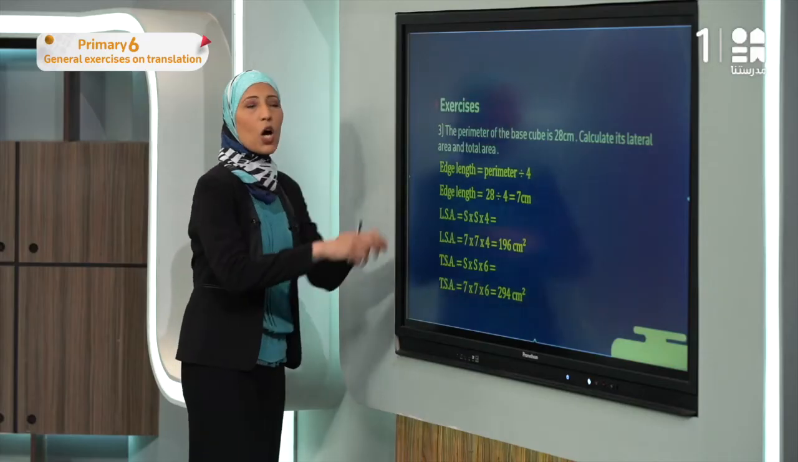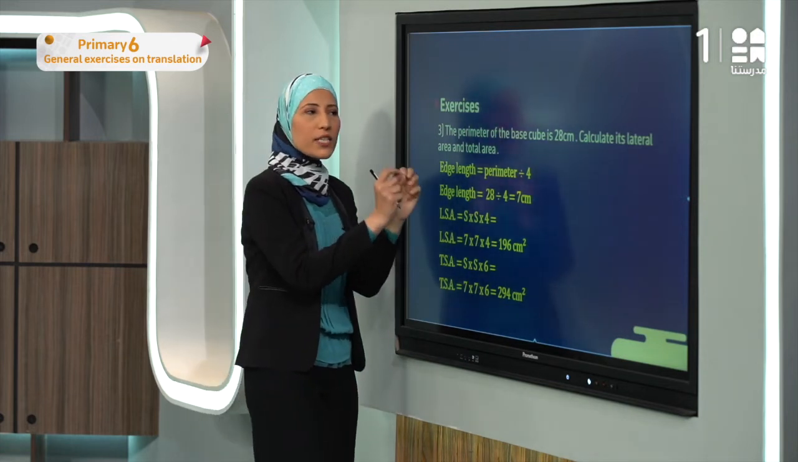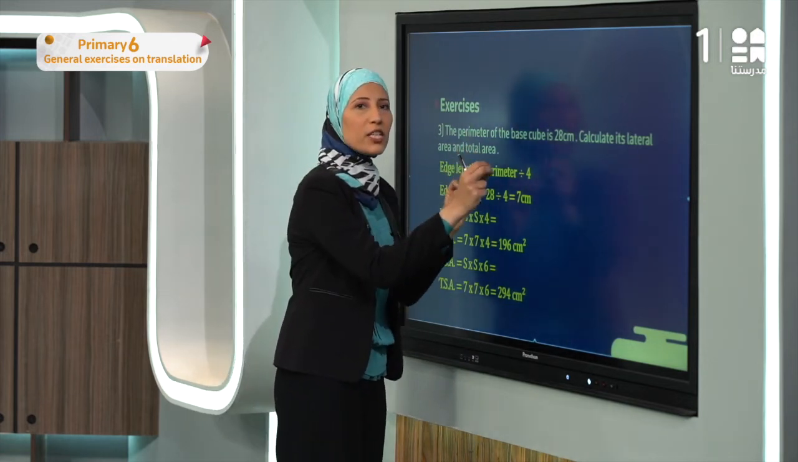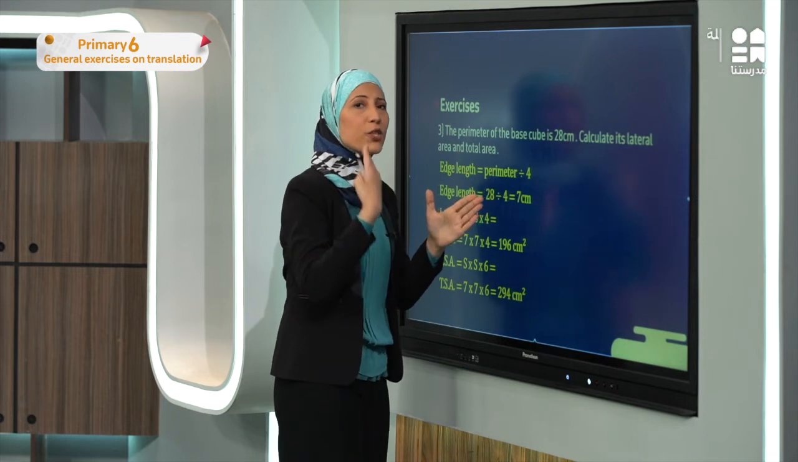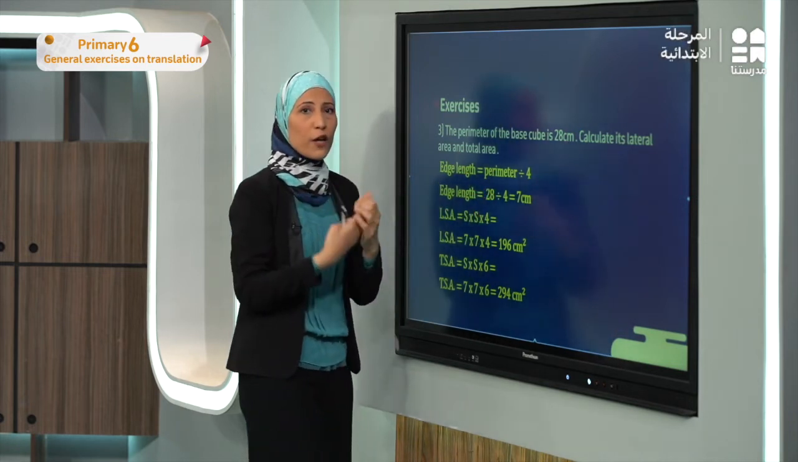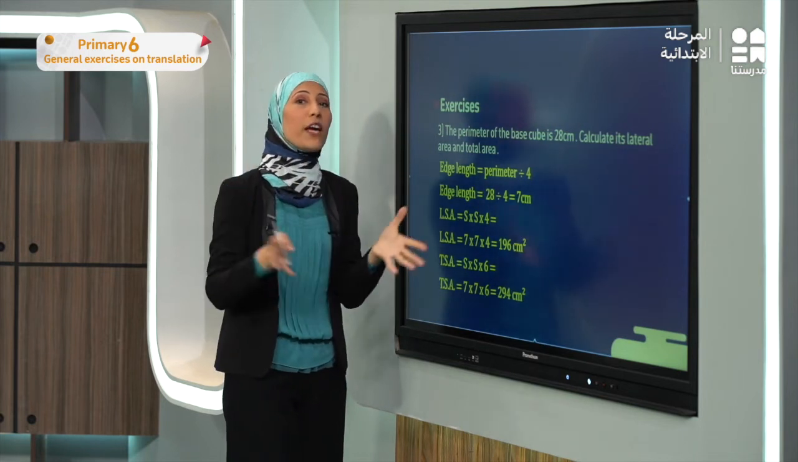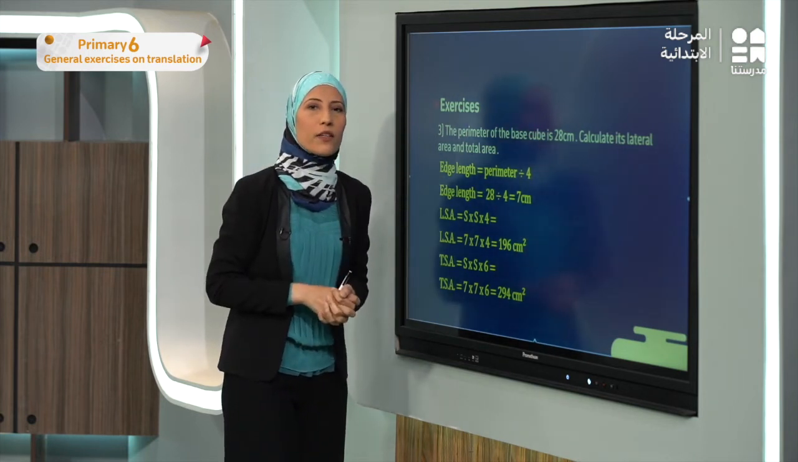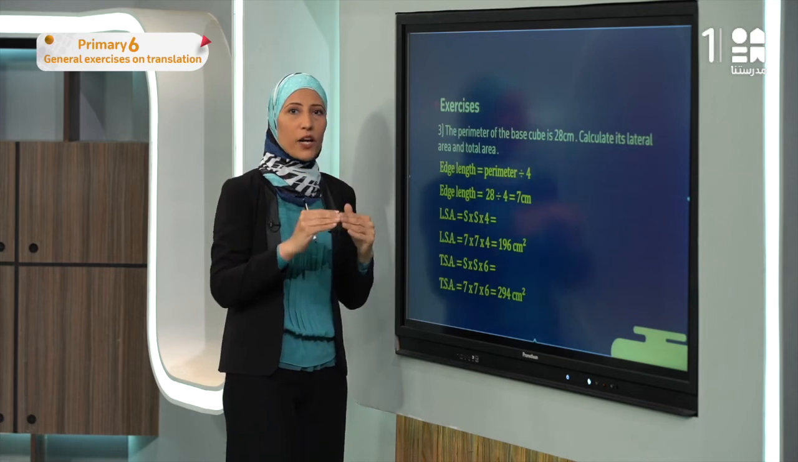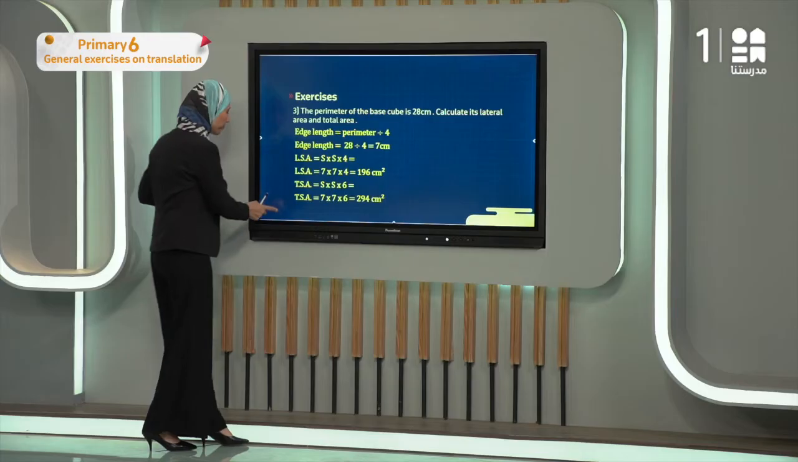It's too easy. The idea of the exercise is how to find the edge from the perimeter, and we already took it in the first term. If I have a perimeter, I will divide by 2. If I have the sum of edges, I will find the length of the edge by dividing by 12 and so on.